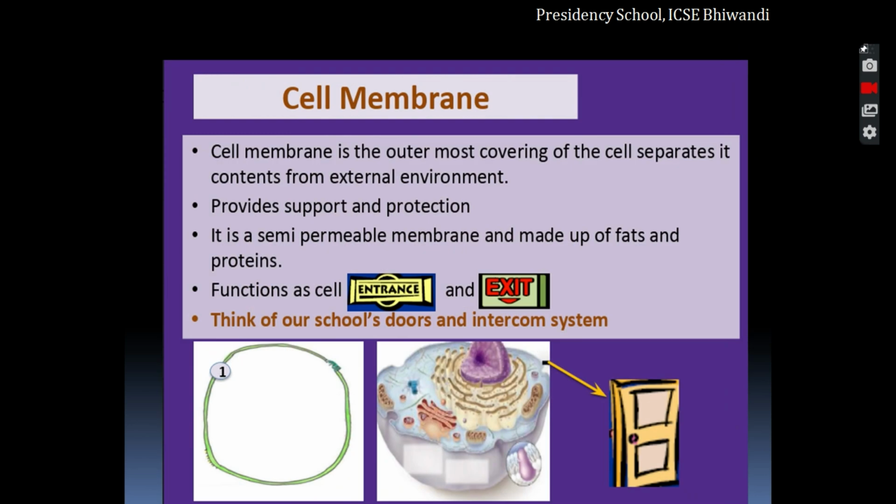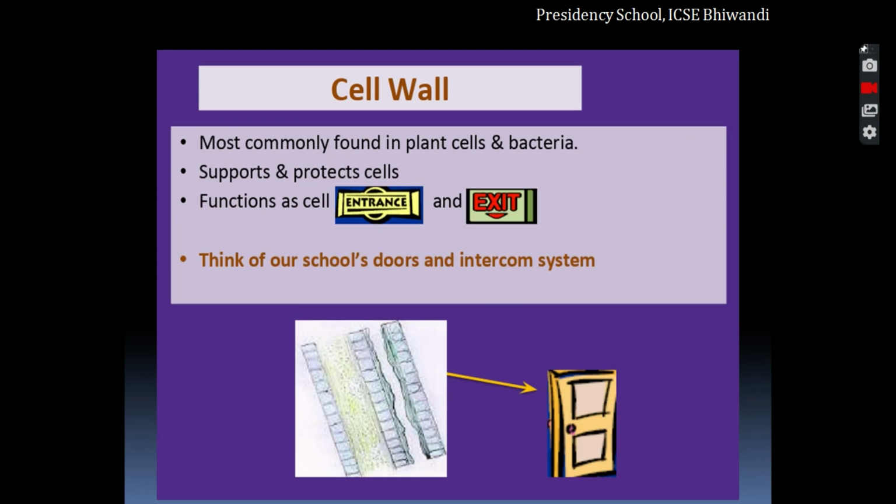Before getting into the details of the organelles, we'll understand the outermost covering of a cell that separates its contents from the external environment. It is called the cell membrane, which provides support and protection. It is a semipermeable membrane made up of fats and proteins. Semipermeable means it allows only certain molecules to enter or exit the cell. Next comes the cell wall. The cell wall is commonly found in plant cells and in bacteria, as it supports and protects the cell.